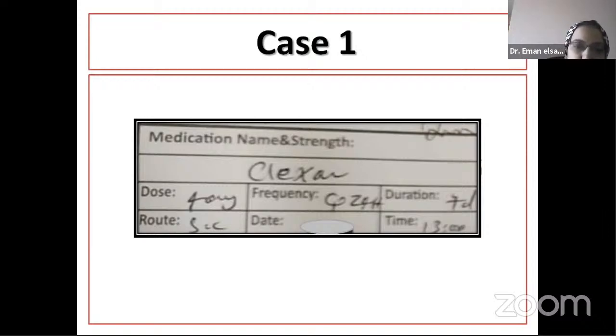Then we will check the dose. If there is any other indication like atrial fibrillation, then we will check the dose. Now the dose is 40 milligram. The route is subcutaneous. The frequency is every 24 hours. We will check the other complete information, the date, the time, the duration. We will check if there is any therapeutic duplication, any drug-drug interaction, any contraindication, for example, if there is a renal patient, or any thrombocytopenia.